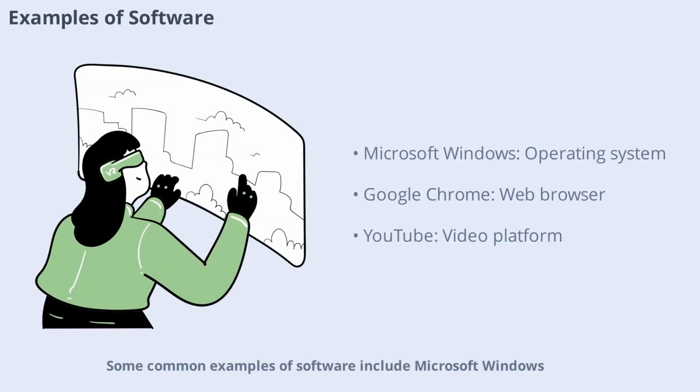Some common examples of software include Microsoft Windows, which is an operating system that manages your computer's resources. Google Chrome is a web browser that lets you access the internet. YouTube is an application that allows you to watch and upload videos. All these are software programs that provide specific functions and make your computer useful for different tasks.